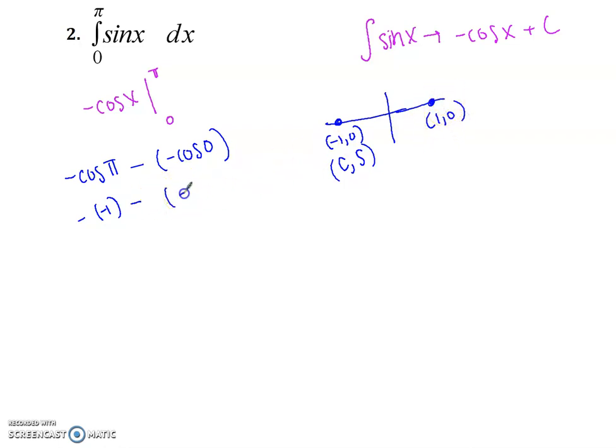So that's going to be minus a negative cosine of 0, which is 1. Okay. So a negative negative 1 is positive 1. Minus a negative 1 is going to switch to plus 1. So 1 plus 1, 2.